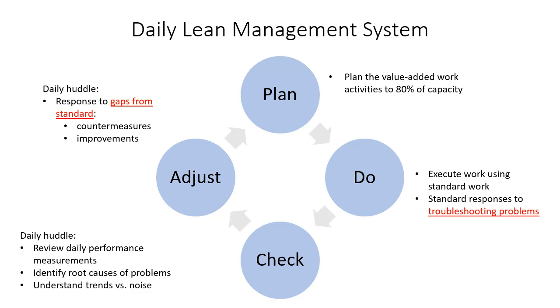The check and adjust is about the daily huddle and the visual board. You're reviewing the performance measurements. You're trying to identify basic root causes if you did not achieve the standard of performance. You want to understand the difference between trends and noise in terms of problems and issues. And then when you identify the root causes of the problems, what are you going to do? What countermeasures do you have to take? What improvements may you have to put in place?